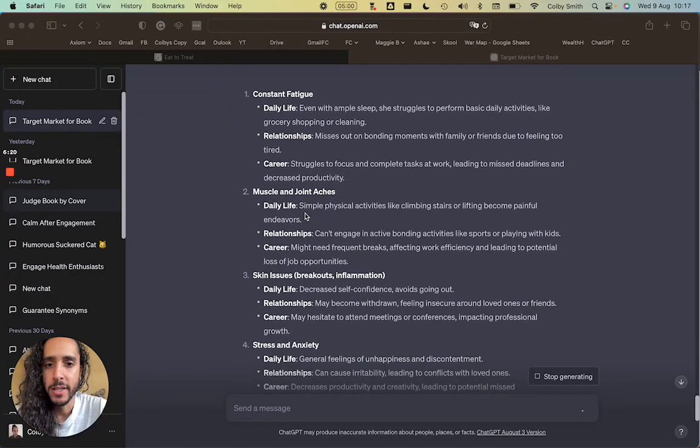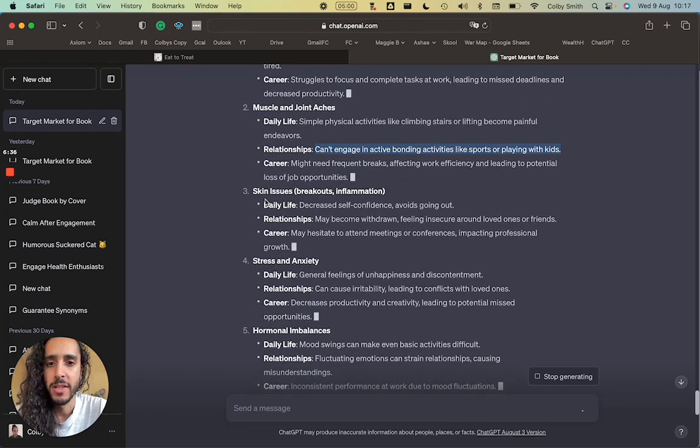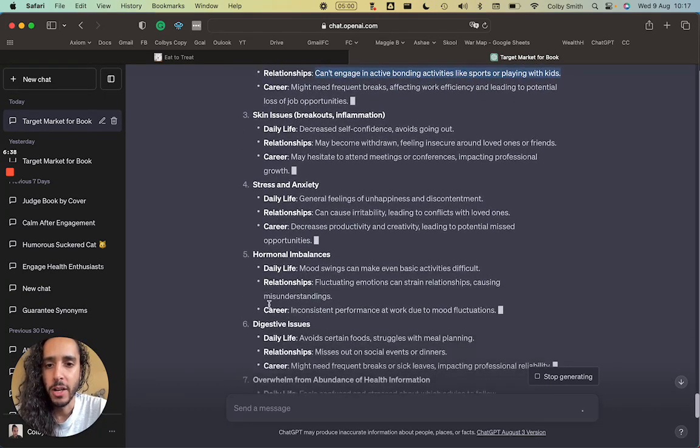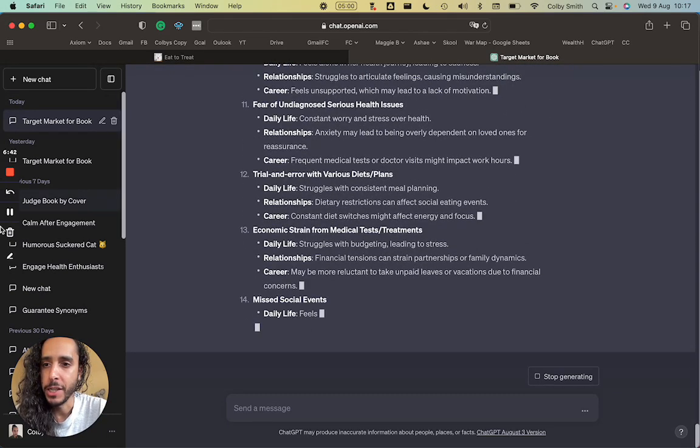Muscle and joint aches, how's that affecting their daily life? Simple activities like climbing the stairs or lifting become painful endeavors. Relationship, can't engage with bonding activities like sports or playing with kids. Career, might need frequent breaks, affecting work efficiency and leading to potential loss of job opportunities. Skin issues, stress and anxiety. So yeah, it's really going here. I'm just going to pause it while it catches up.